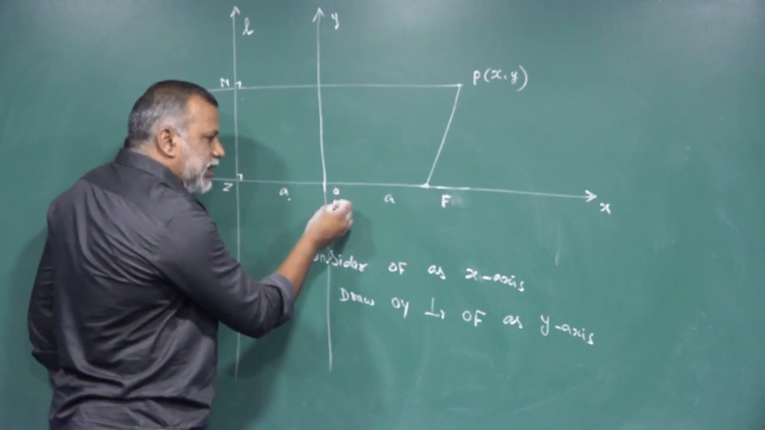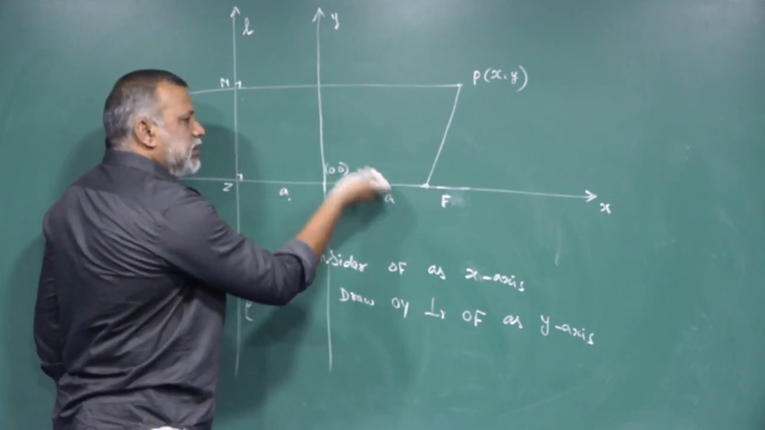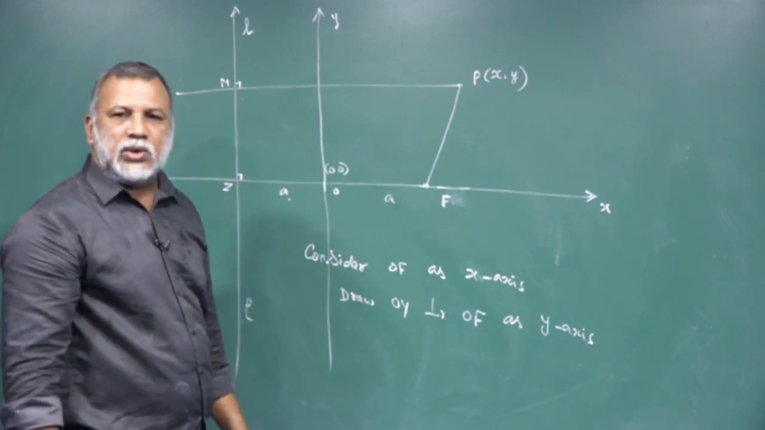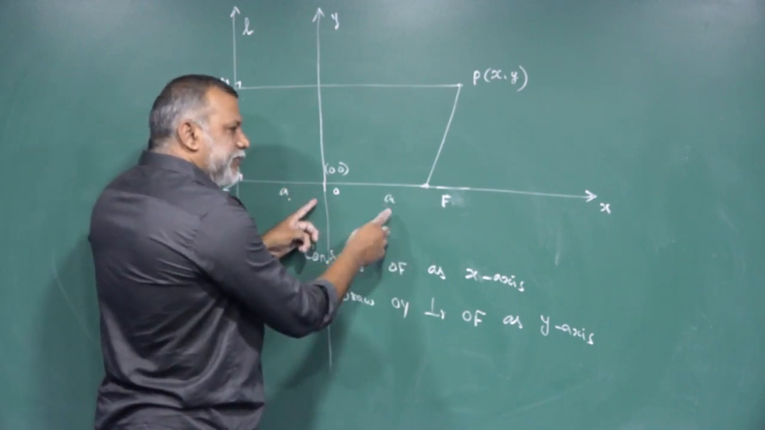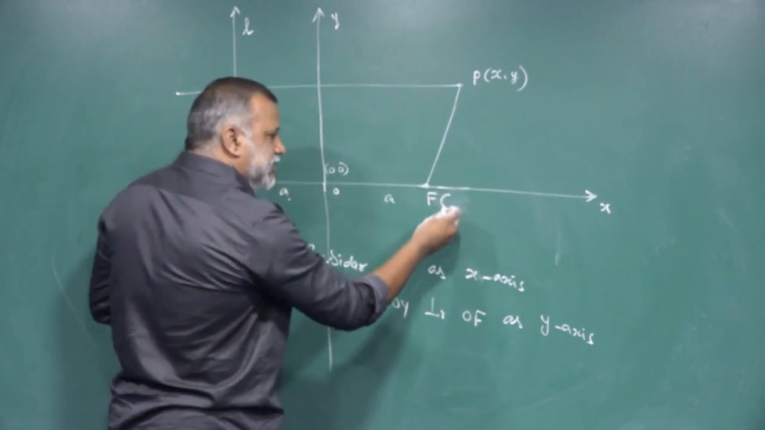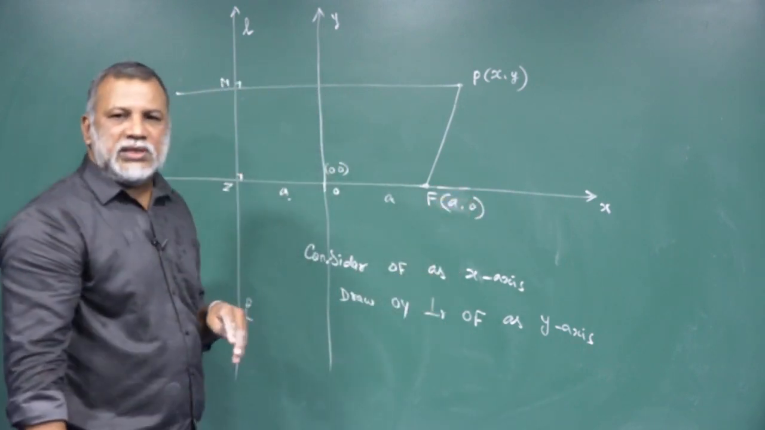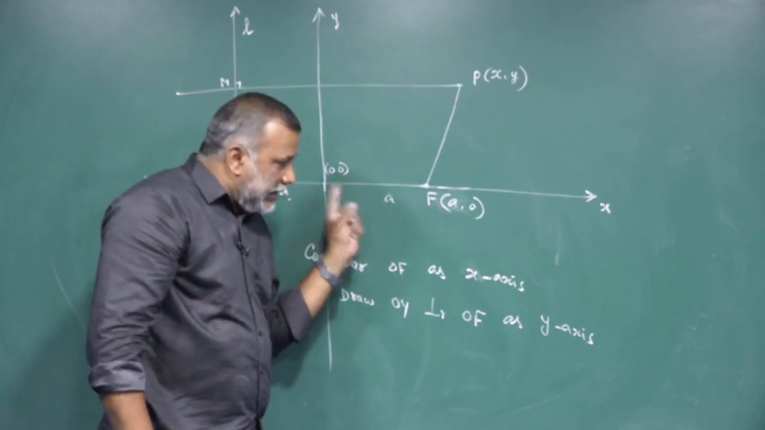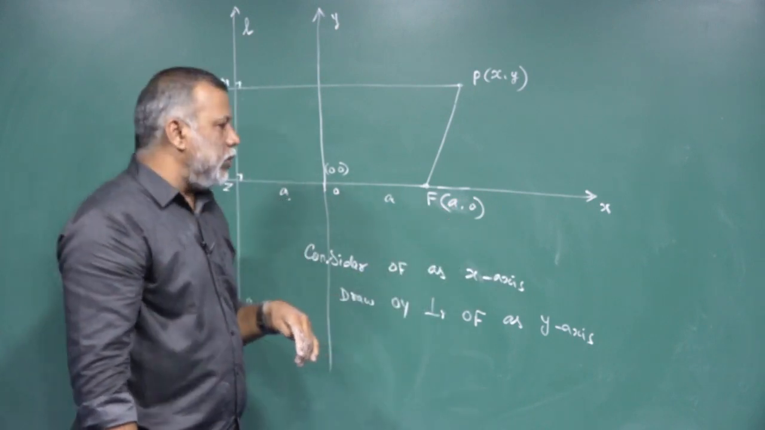Now this is automatically considered to be the origin 0, 0, because the meeting place of x-axis and y-axis is nothing but the origin 0, 0. Initially I am explaining OF as a. Therefore, this point F lies on x-axis. Now it is considered to be a, 0, because this distance is a.